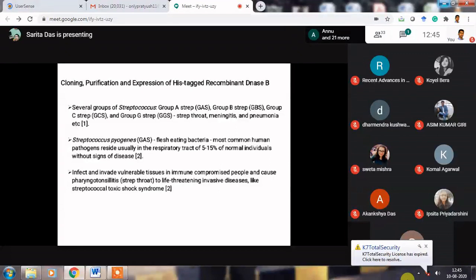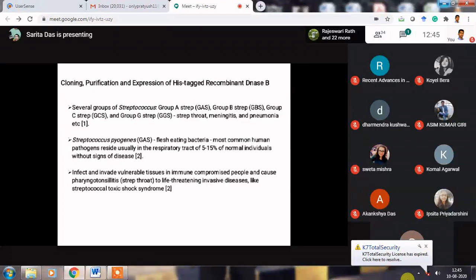There are several groups of Streptococcus. Streptococcus is a very common pathogen, causing different types of diseases in humans as well as in different animals. There are different groups: group A, group B, C, G, and so on, and they are named GAS, GBS, GCS, or GGS. But I had worked on the group A strep, that is, the GAS group.